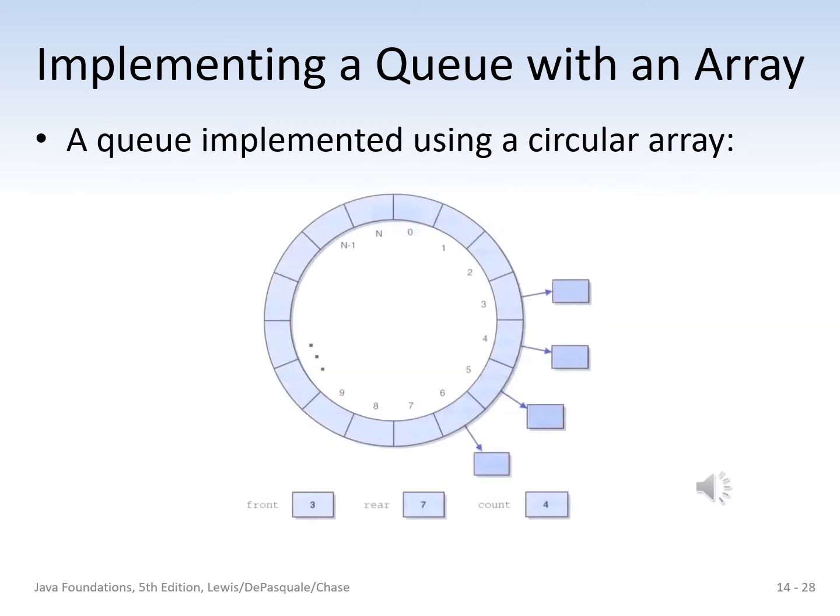This diagram will help you to visualize how we're going to implement a queue using a circular array. So we would have to keep track of the front, and in this case the front is index 3 in this given state. That will change. And the rear is index 7. Therefore, the count is going to be the difference between those two. 7 minus 3 will be the count.